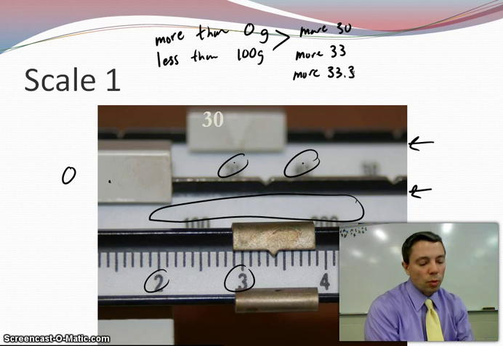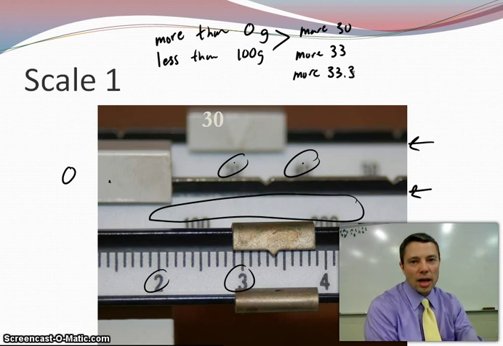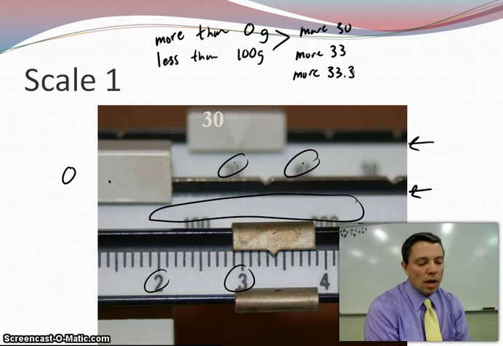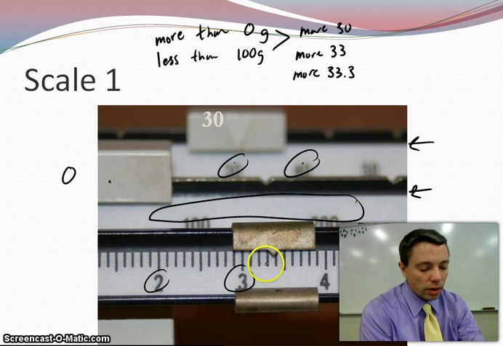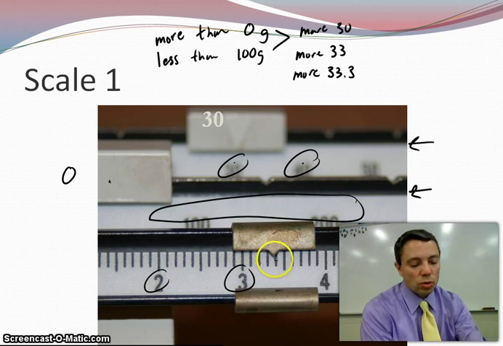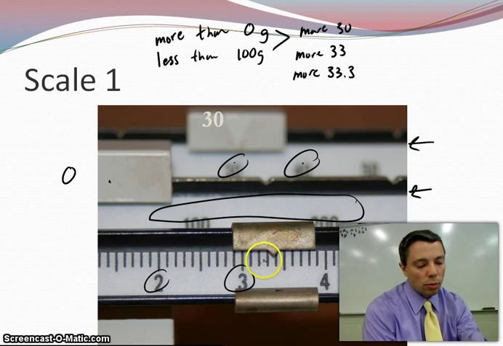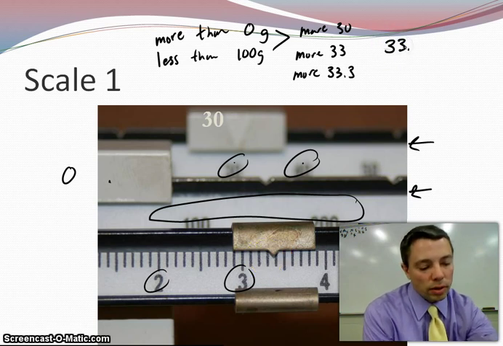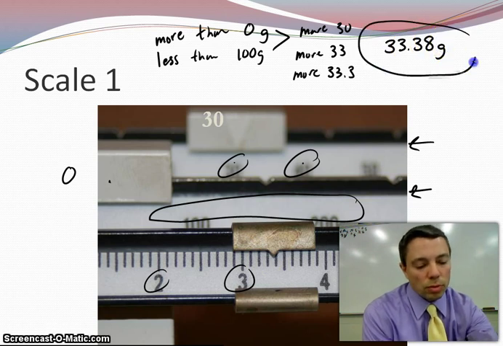Then I get to a point where my slider is not necessarily on a line, okay? It's in between two lines. And anytime I'm in between two lines, I then have to make a guess, okay? And I'm going to make my guess here to be closer to this line than it is the other. So I'm closer to the 0.4 than I am to the 0.3. So I'm going to make my measurement to be 33.3, and my guess is going to be an 8. I'm going to label it as grams, and that's my measurement.